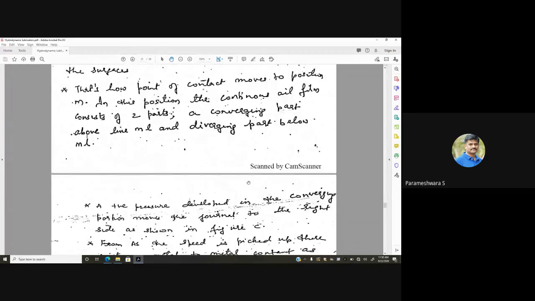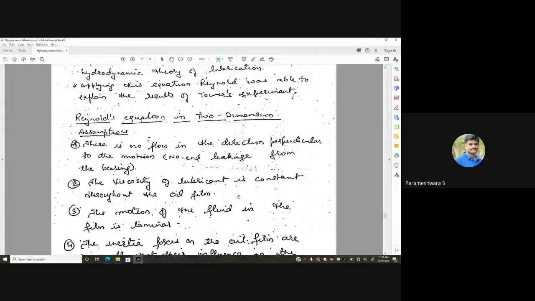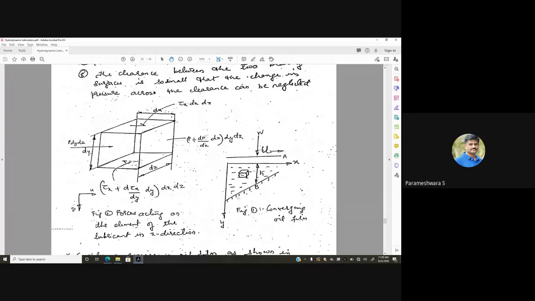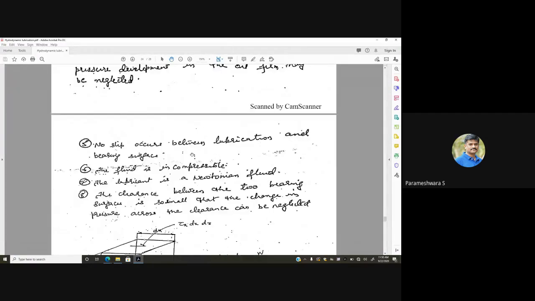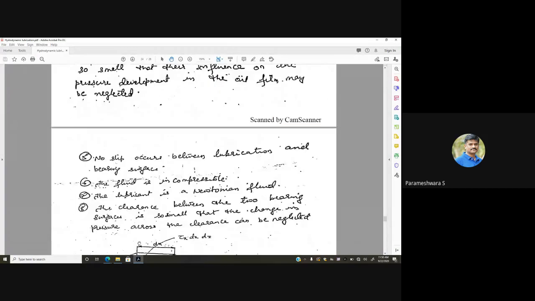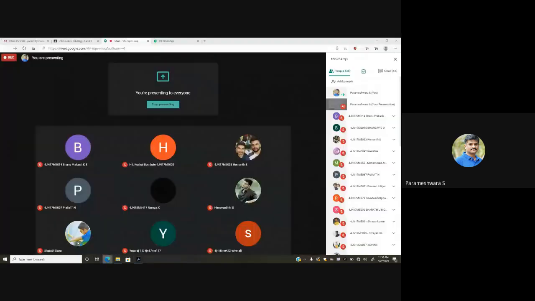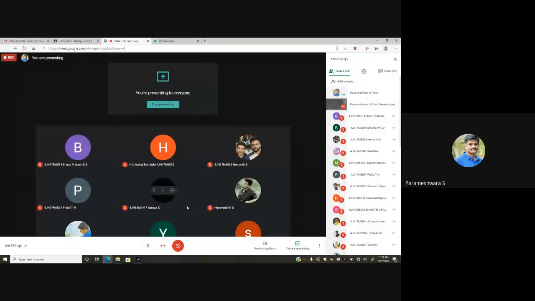Next class I will take up the Reynolds two-dimensional equation. With it, the flow rate in a capillary tube, the velocity, the pressure, and whatever else is required can be calculated. I will take up this topic in the next class.